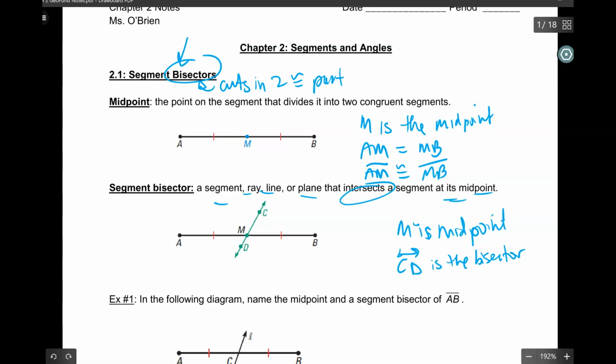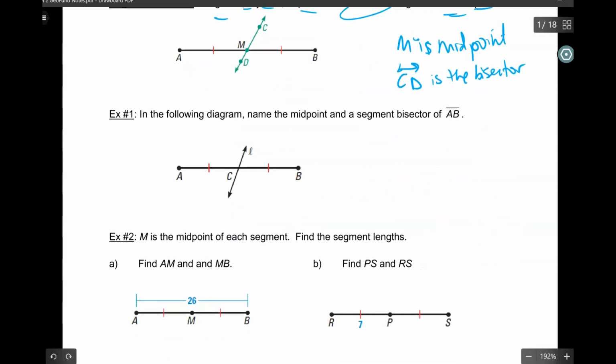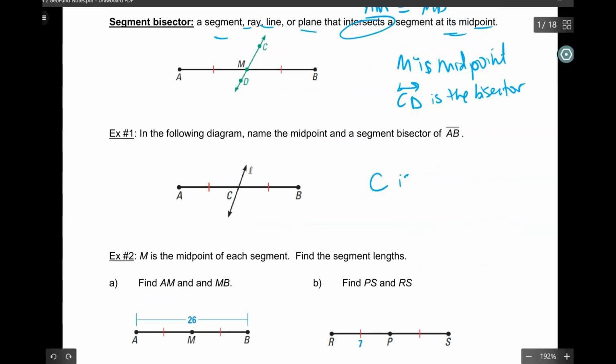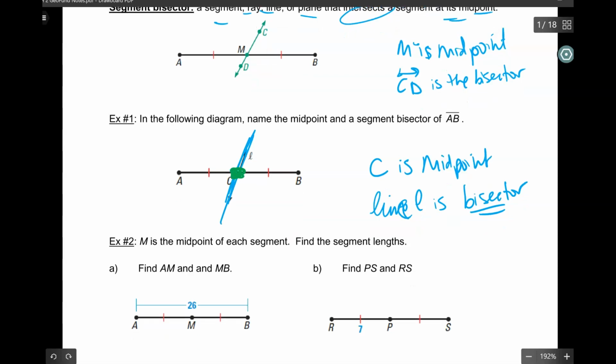Okay, so in the following diagram, name the midpoint and segment bisector. Well, C is going to be the midpoint. And then line L is the bisector, because it's the thing that's doing the cutting. The thing that's doing the cutting is going to be the line, and that's what we call the bisector. So this is the bisector because it's going through my midpoint C.